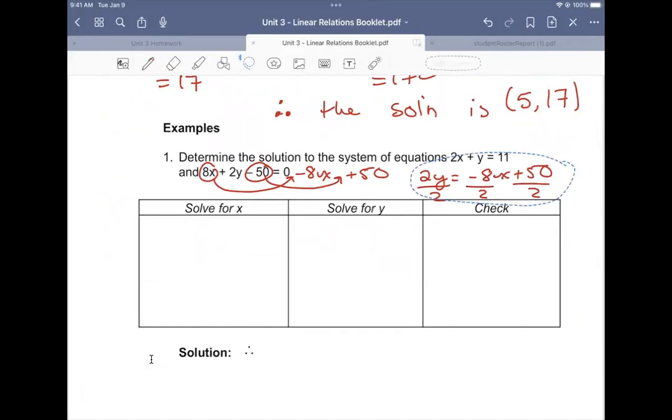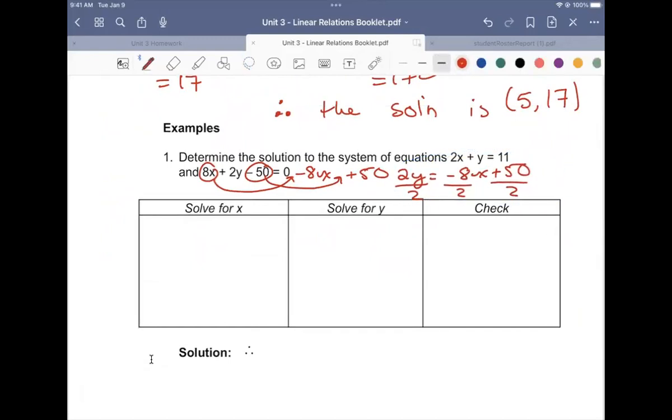Y is equal to negative 4x plus 25. Negative 4x plus 25 is equal to, I've got to rearrange this one as well, and that's just going to be negative 2x plus 11. Now I can solve for x. So what I'm going to do is bring this on over to this side and make it plus 4x, and this over to this side, make it negative 11.